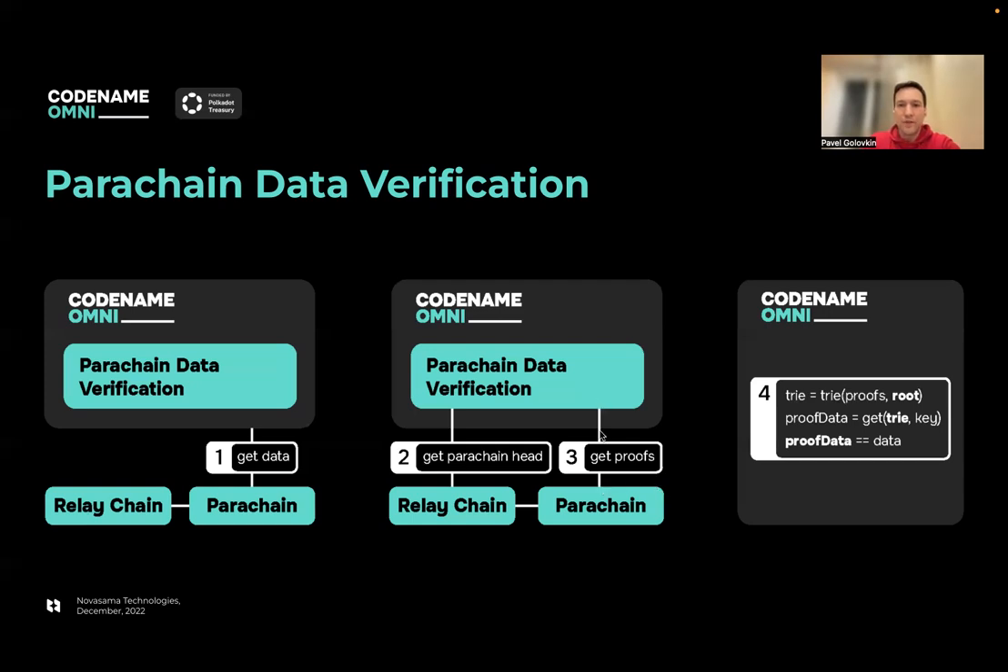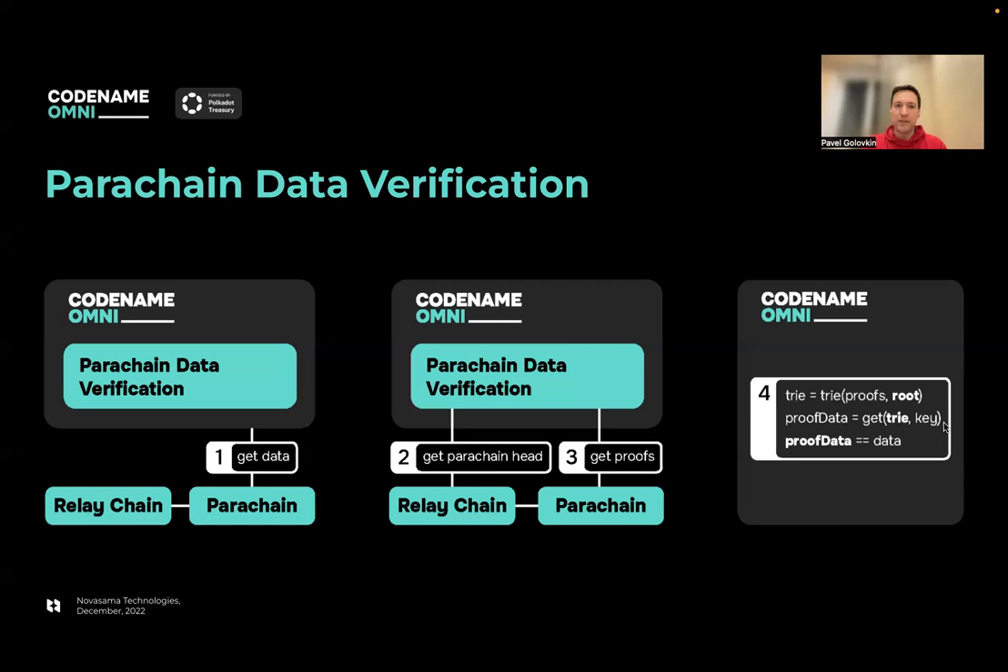And we get proofs from the parachain using the RPC. So now we have two types of data. The first type is read from the relay chain using Substrate Connect, and we trust this data. The second type we read through the RPC from the parachain, and this data should be verified. So when we get the parachain head, we get the root, and we trust this root. Based on the proofs and the root, we can build a Merkle tree that can prove the data.